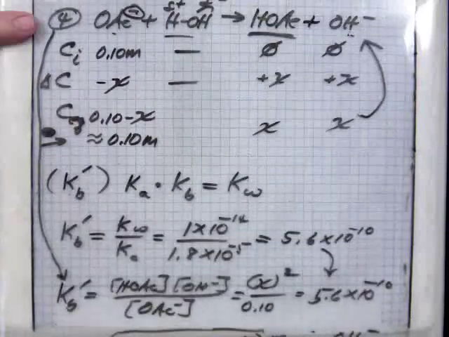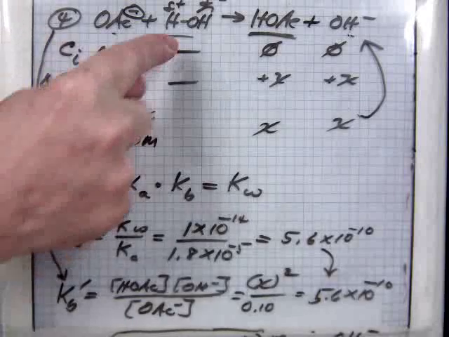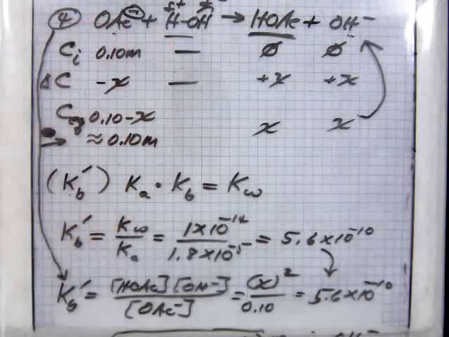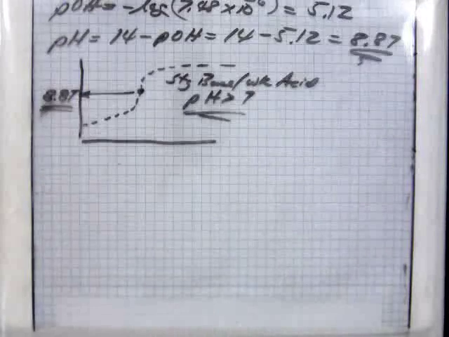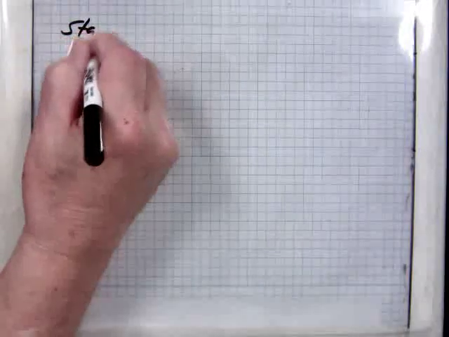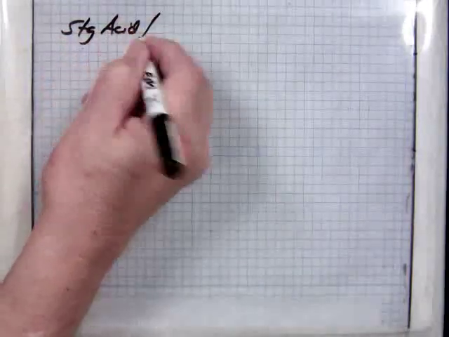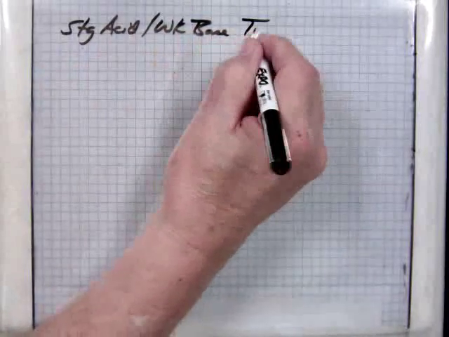But you always work it to the salt and test each one, and the one that generates a weak electrolyte is the one you analyze with an ice table. Let me go through the weak base titration. Okay, this is a strong acid, weak base titration.